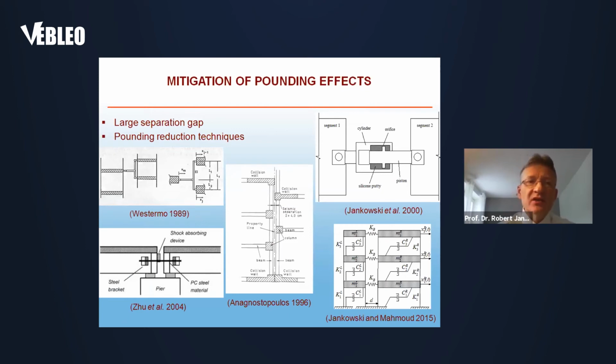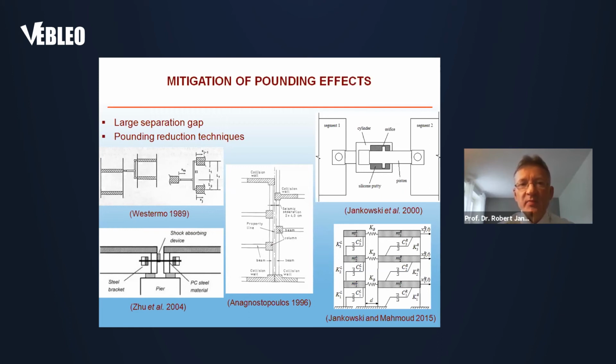Well, let me now say a few words about the mitigation of pounding effects. Of course, it is quite obvious that the best way to prevent structural pounding is to assure a relatively large separation gap between adjacent buildings or adjacent superstructure segments. However, it is not so easy in many cases. In the case of buildings, there is a kind of pressure for designers to construct as closely as possible. This is due to the fact that the price of land is relatively expensive in many places. So it is not so easy to make a very large gap size in some cases.